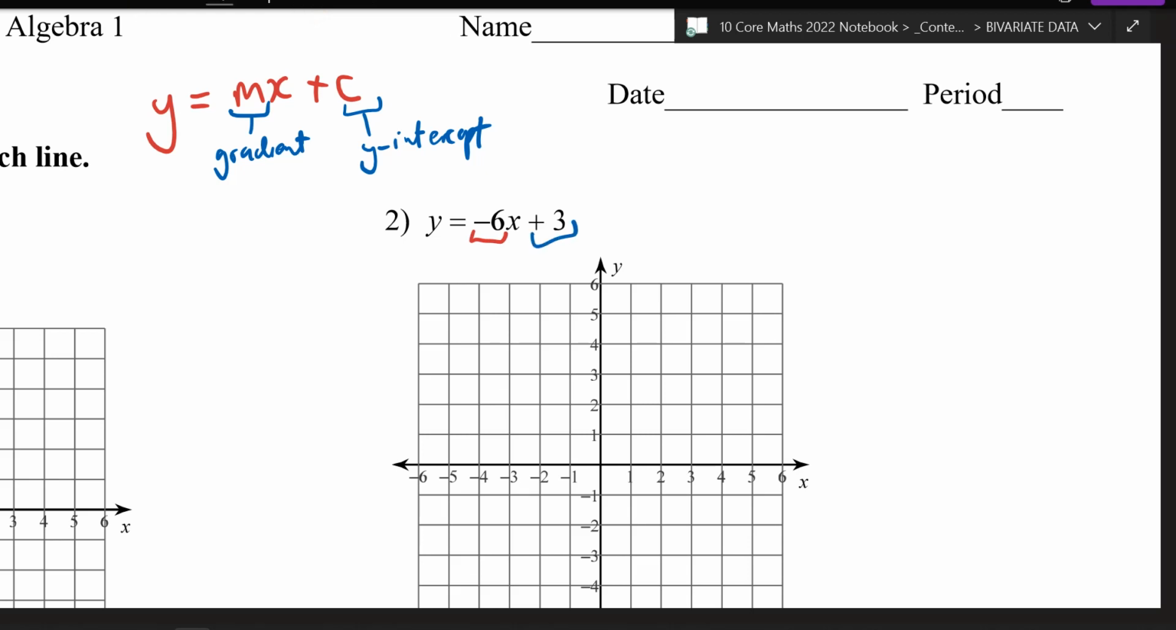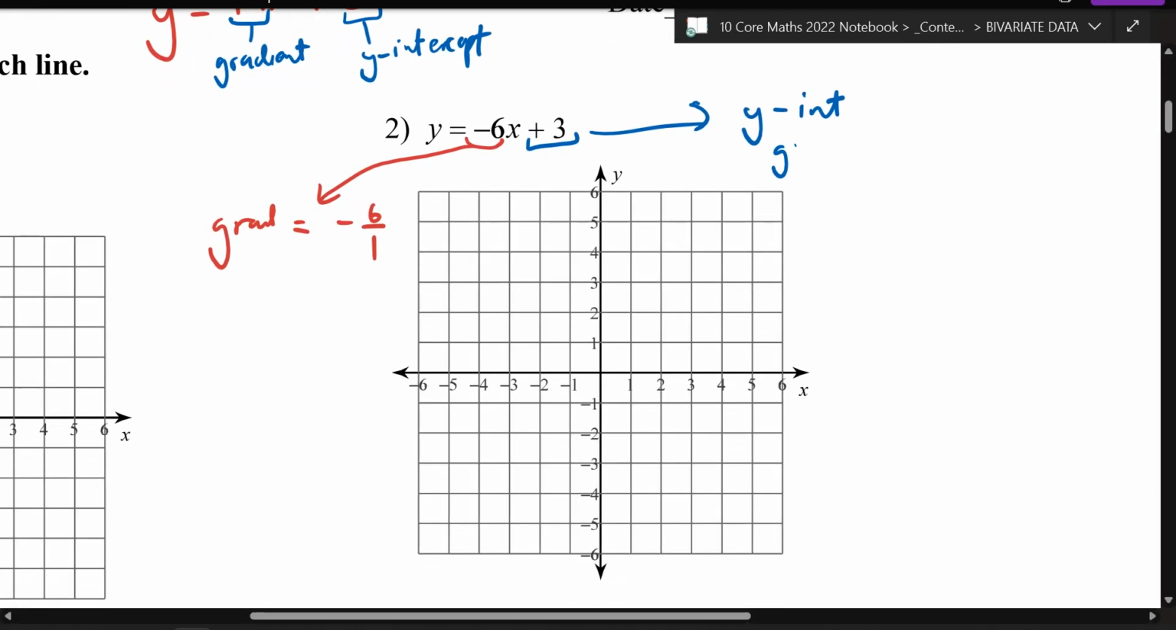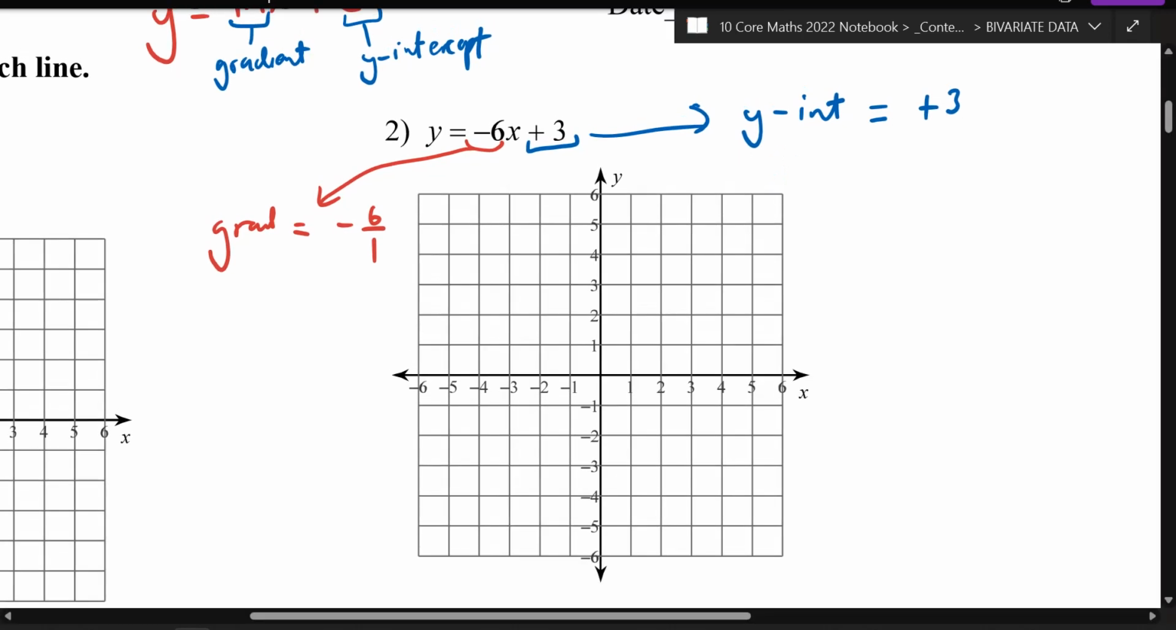But in terms of translating that into the graph, remember with your gradient, if it's a whole number, you can write it here if you want. The gradient is -6, but put it over 1, because that gives you the rise over run, which is what you need in order to draw your graph. And the y-intercept is the number that is by itself. Just be mindful of the symbol in front of that y-intercept. That will tell you where it is on the y-axis. All right, so that's your y-intercept, which is +3. All right, so let's graph that on our graph down here.